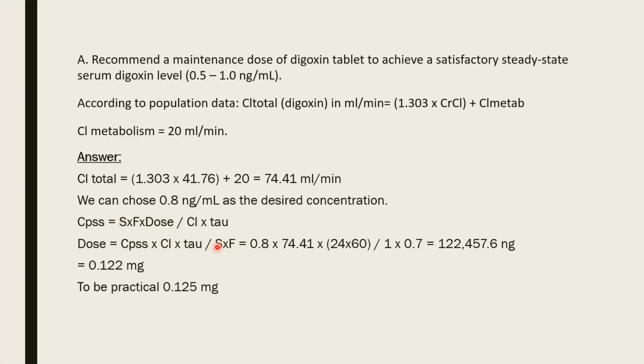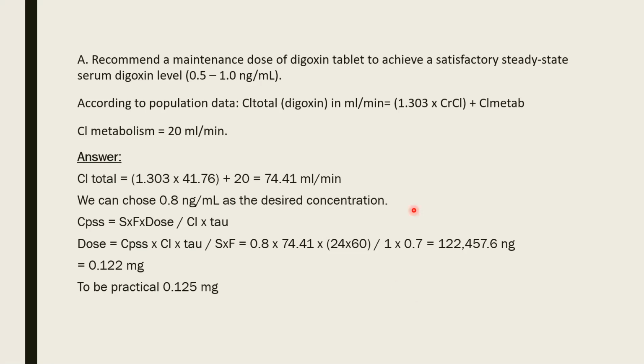S is the salt form, for digoxin it is 1, and then the bioavailability we use 0.7. So CPSS 0.8, the digoxin clearance, and then the tau. This one is important because it's daily, 24 hours, but because we are using ml per minute, we change it to minutes. So 1 day is 24 hours, and 24 times 60 is 1440.